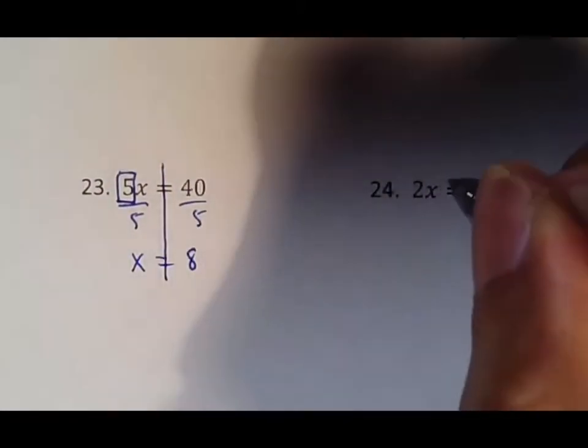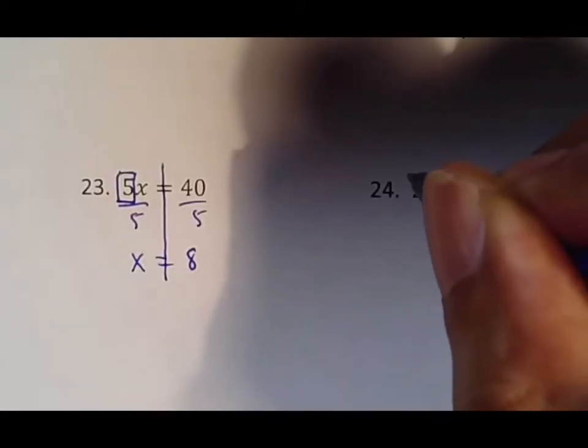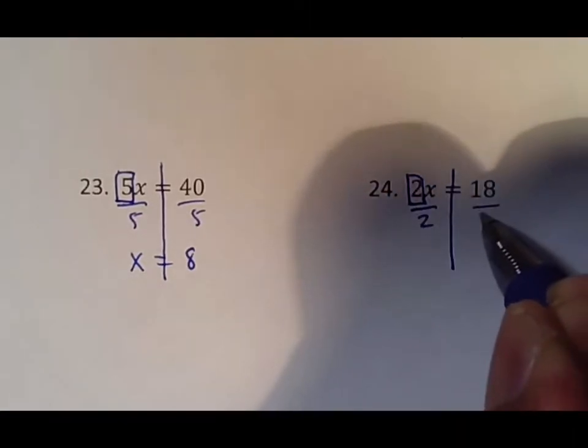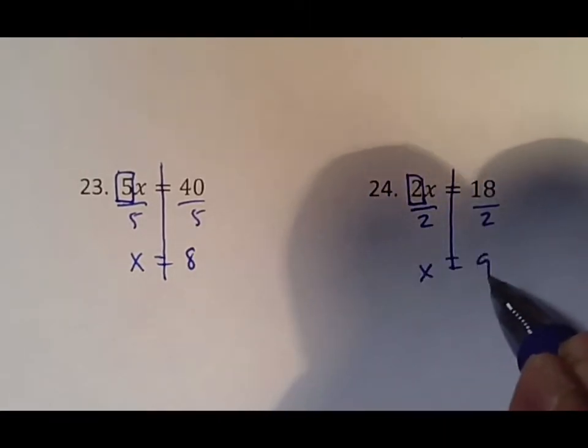And then 24. This is what we have to get rid of. That's 2 times x, so we divide by 2. We divide by 2, and x is equal to 9.